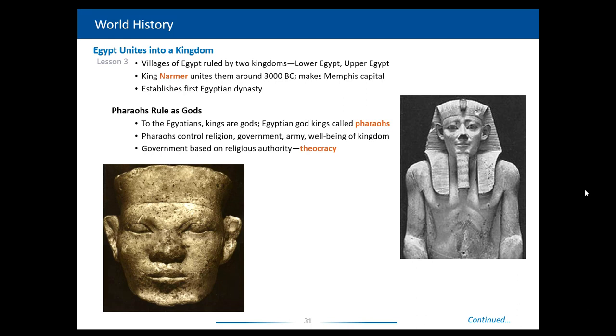And the pharaohs rule as gods. To the Egyptians, kings are gods. Egyptian god-kings are called pharaohs. Pharaohs control religion, government, army, and the well-being of the kingdom. The government is based on religious authority. This is called a theocracy.